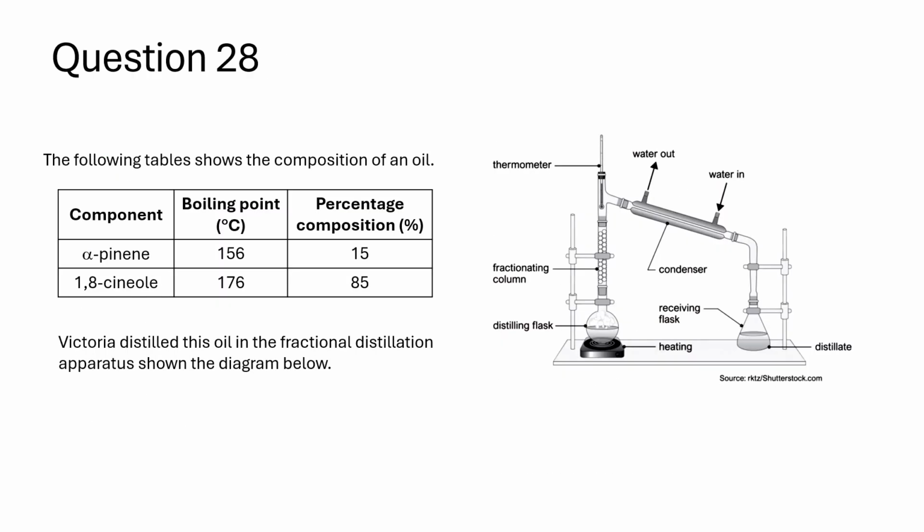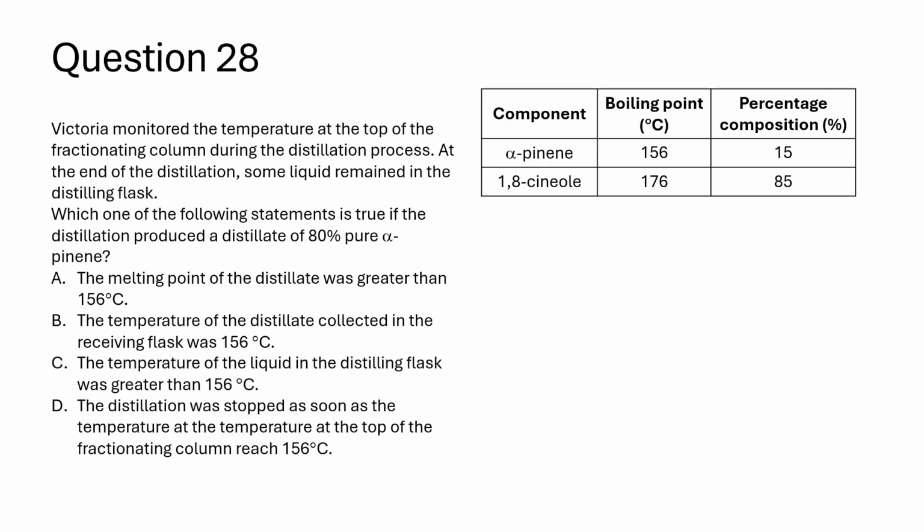The following table shows the composition of an oil, pinene and 1,8-cineol. Victoria distilled this oil in the fractional distillation apparatus shown in the diagram below. The correct answer is C. The temperature of the liquid in the distilling flask was greater than 156 degrees Celsius during the distillation.